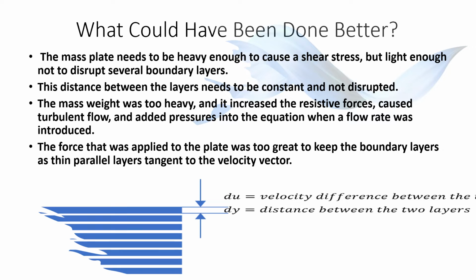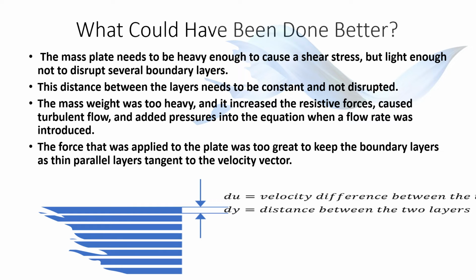The distance between the layers needs to be constant and not disrupted. Basically, it needs to have laminar flow. In this experiment, during trials 3 and 4 where a mass flow rate was introduced, the mass weight was too heavy and it increased the resistive forces, causing turbulent flow and added pressures into the equation. This is why those trials are omitted from numerical analysis.